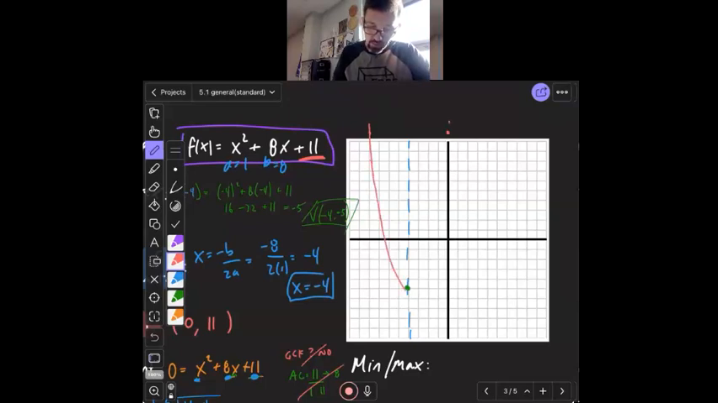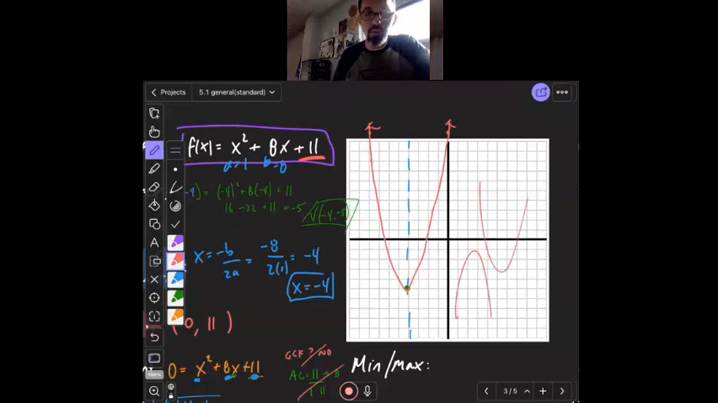Opens up, it's on the left side of the graph, right? There's going to be one that opens down, you can get rid of that. There's going to be one that opens over here, right? You should be able to eliminate the other ones pretty easily, okay? Those don't make sense.